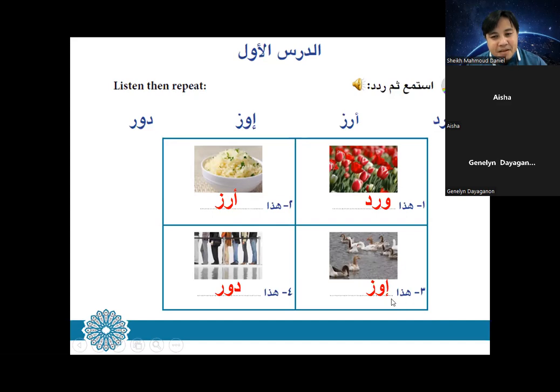This is duck. I don't know duck or how you pronounce that? Goose. The one with the long neck. That is iwaz, because that is batta, right? So that is iwazun, plural. Okay. Number 4. Hada daurun. Daurun. What's the meaning?